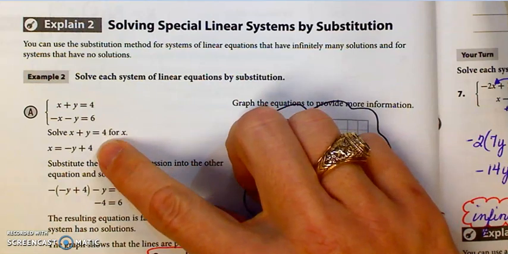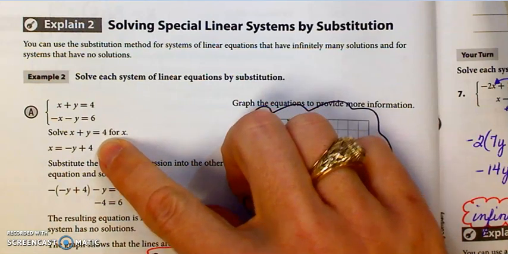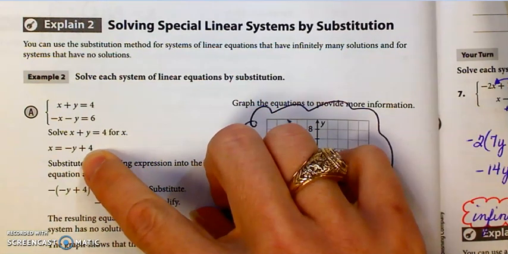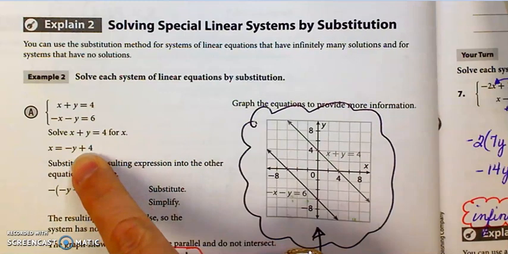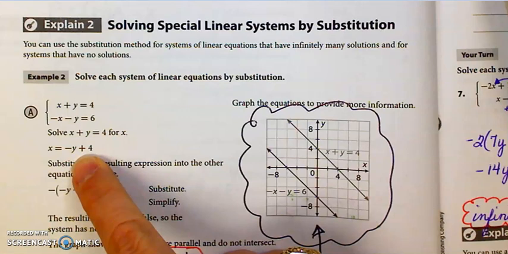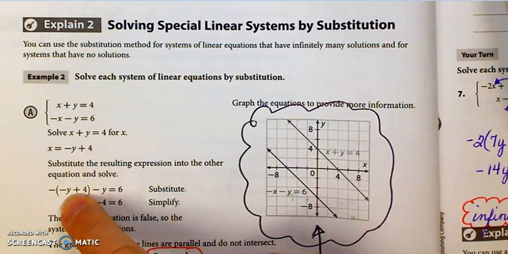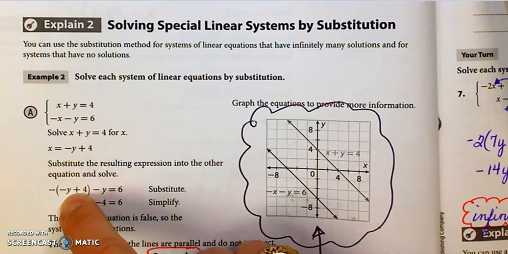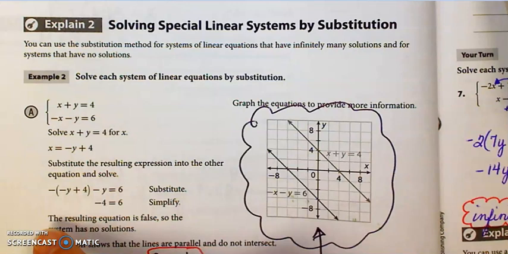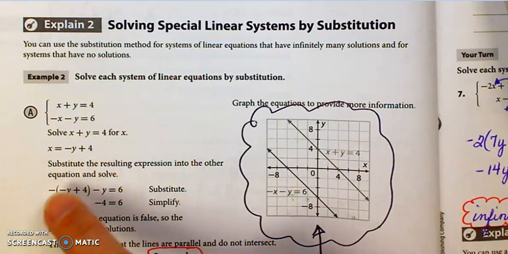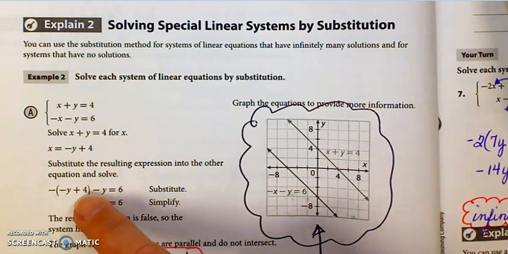You need to solve one of them for x. It really doesn't matter which one. So they solved this one for x. So x is equivalent to negative y plus 4. So negative y plus 4 goes into the second equation where x was. Negative y plus 4 goes in here for x. So negative x, and x is all of this, minus y equals 6.